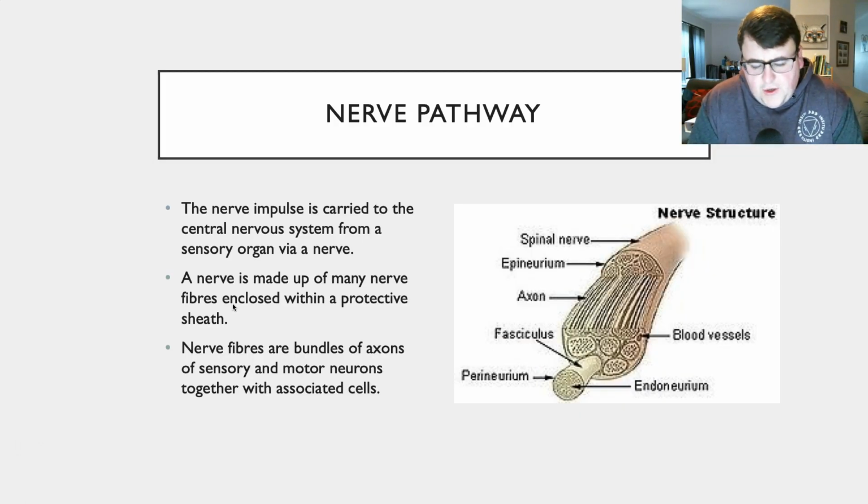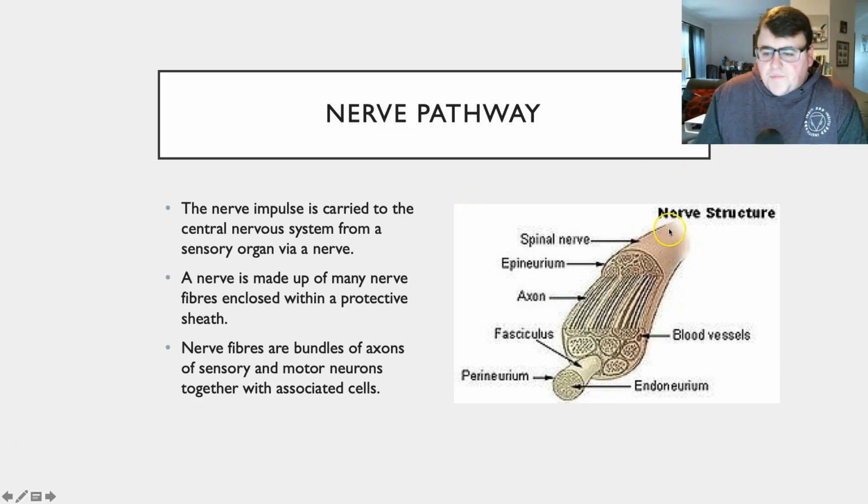Nerve pathways. When a nerve impulse is carried to the central nervous system, it's done so via a nerve. It comes from the sensory organ to the central nervous system via what we call a nerve. All a nerve is, is many nerve fibers inside a protective sheath. Those nerve fibers themselves are just a bundle of axons from sensory and motor neurons, and there are a whole lot of other associated cells. So this whole thing here is a nerve.